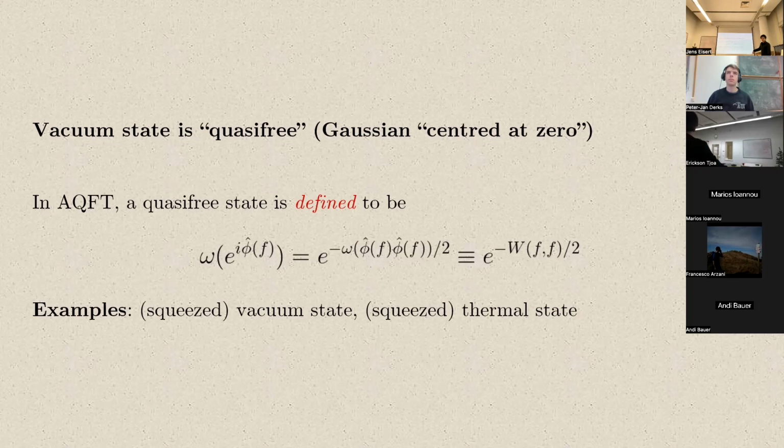I want to put this because traditionally, how you define this stuff in standard quantum field theory is that you do a bunch of Wick contractions until you organize them into exponentials. But in algebraic quantum field theory, this is just a definition, so you don't have to do anything.